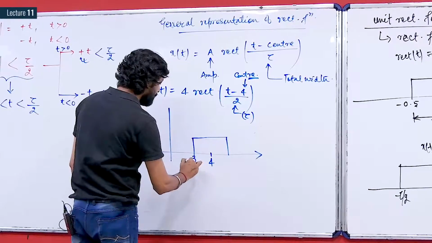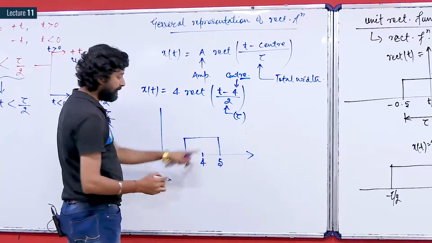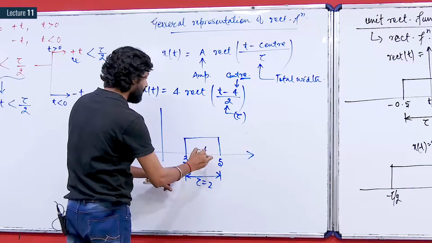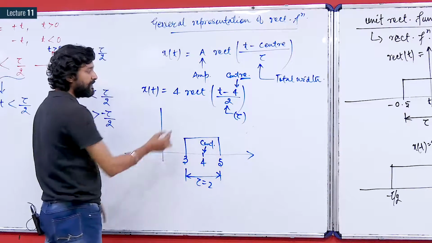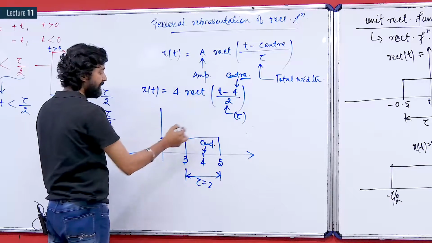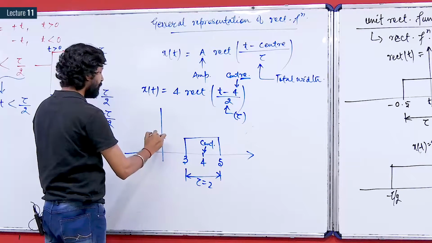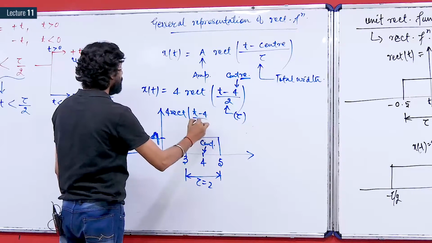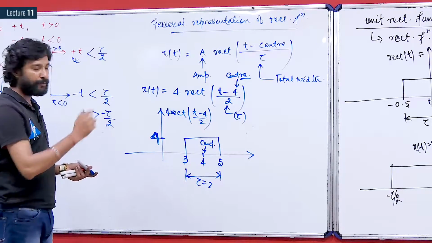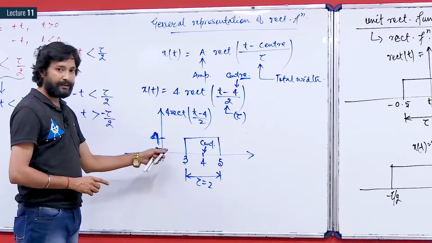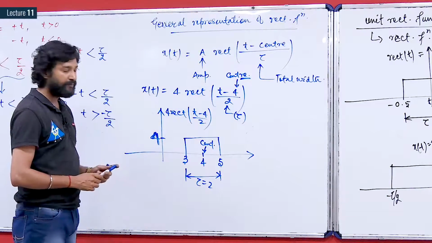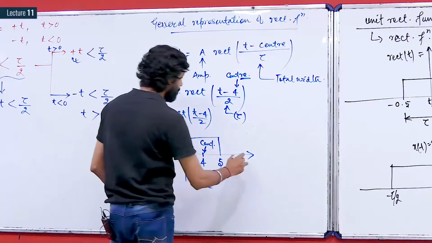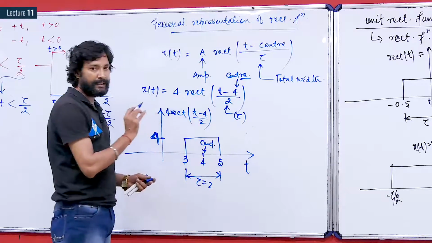So you have a signal existing from 3 to 5, total width tau is 2, the center is 4, and the amplitude of this signal is 4. Just by comparing with this representation, it is the signal 4 rectangle of t minus 4 by 2. It is the same that we obtained in the previous two methods, but you can see that to find the rectangular function using this standard representation comparison, we do not have to apply any operation or calculate more. So it can be used for different purposes to plot a rectangular function.